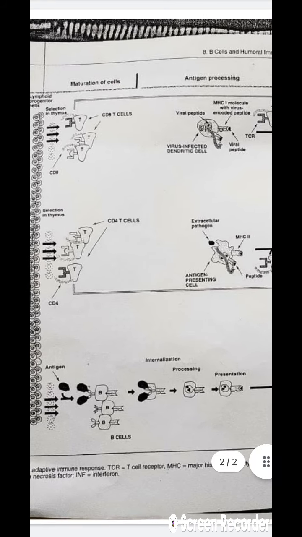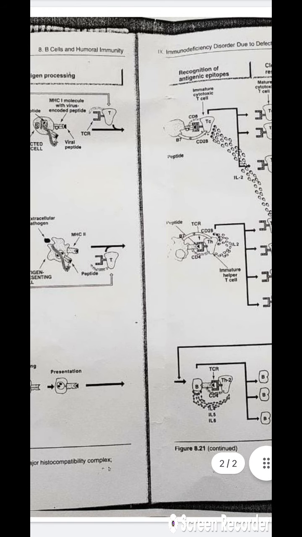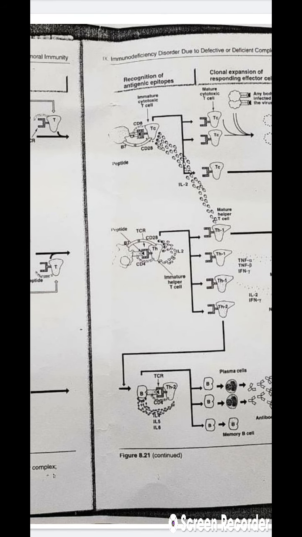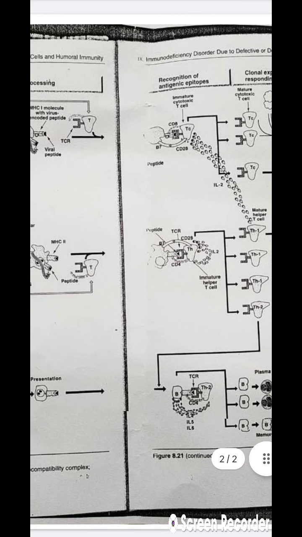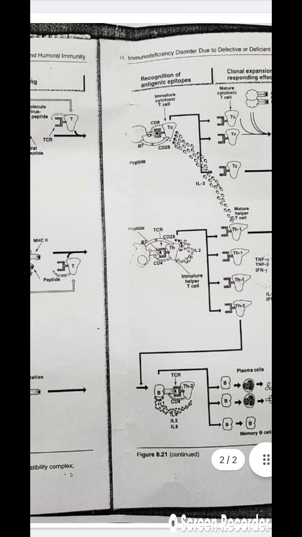CD4 T cells. Starting from the thymus, after getting selected by the thymus, the CD4 T cells are released into the peripheral circulation. Then when any extracellular pathogen enters the body, it gets engulfed by the macrophage and presented with the MHC2 molecule to these CD4 T cells. There are three signals. One is this binding of the MHC2 molecule with the T cell receptor.